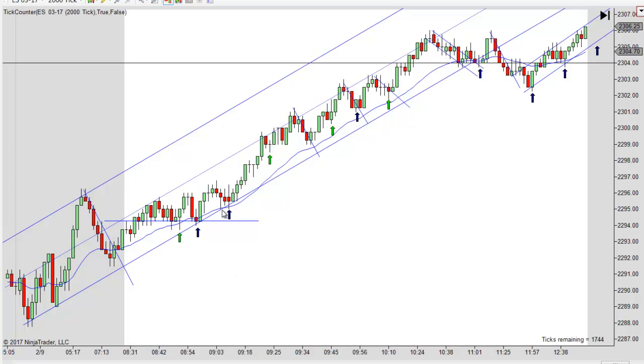And then notice there's another little double bottom right there. So that's like a new low. You're moving up, first entry short, moving up, second entry short. Again, and that's two legs up. And so it's another short trap, basically, is what it turns out to be.